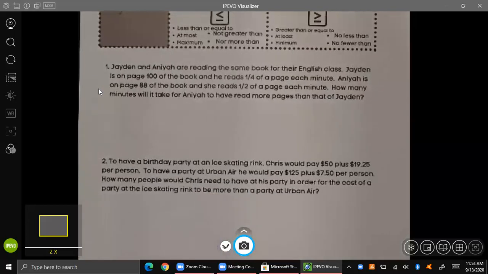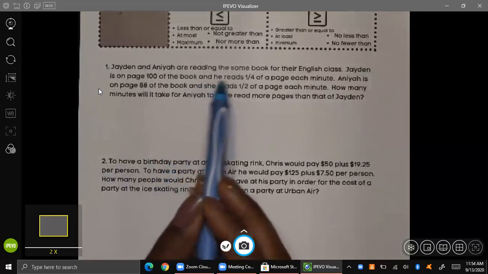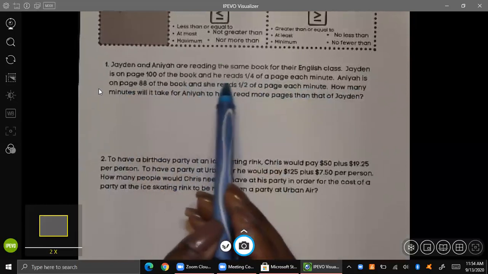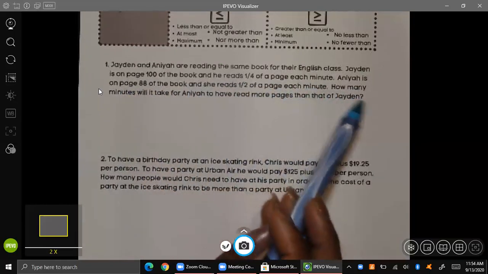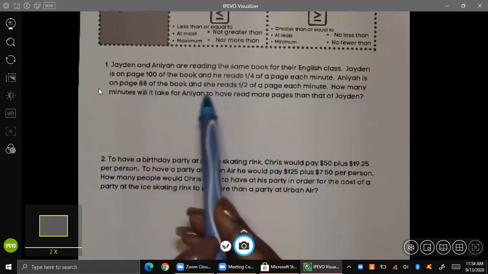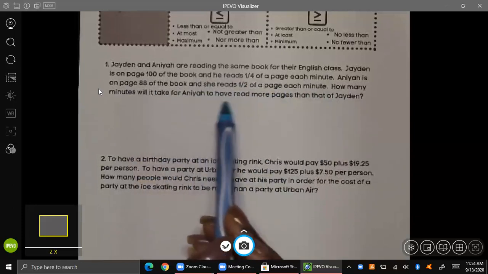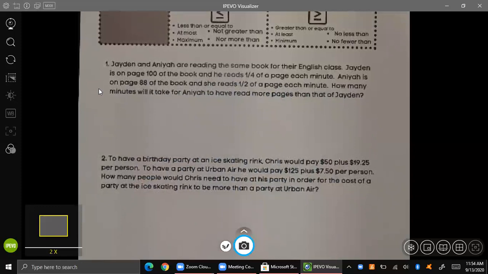So the first thing that we are going to do is read our word problem, and we do the two reads. The first time we read just to get an understanding of what we're talking about. The second time we do the reading so that we can underline information and start picking out stuff. So it says Jaden and Anaya are reading the same book for their English class. Jaden is on page 100 of the book, and he reads 1/4 of a page each minute. Anaya is on page 88 of the book, and she reads half a page each minute. How many minutes will it take for Anaya to have read more pages than that of Jaden?